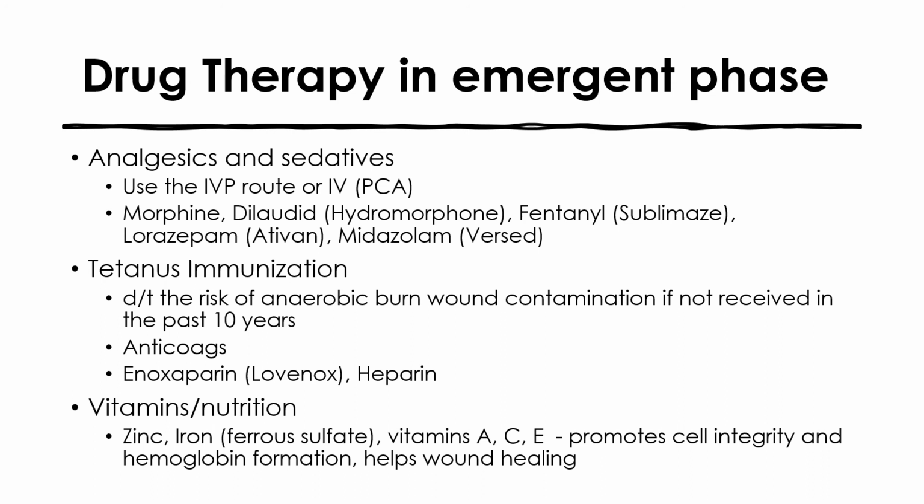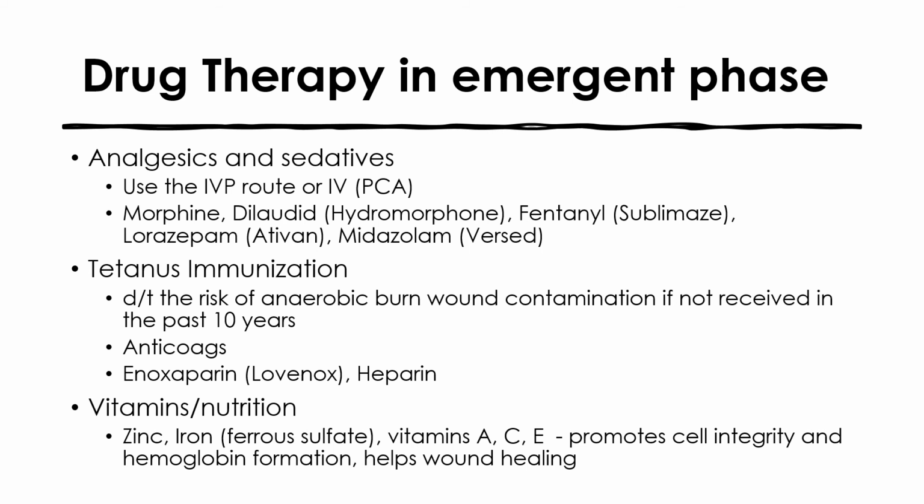Tetanus immunization is really important. Due to the risk of anaerobic burn wound contamination, if the patient has not received a tetanus shot in the past 10 years, they would need one. The patient should be on anticoagulants, especially to prevent any DVTs, right? We may have prolonged immobility for some time, or if we do have those circumferential limb burns, they're more at risk for blood clots. So we have Lovenox and heparin for that.